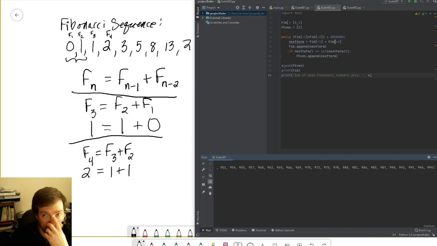So what I did was I said, okay, the Fibonacci sequence is 0, 1 to start with, and F even is just going to be all of the even values of the Fibonacci sequence, which we start with 0, which isn't going to affect the sum, so it doesn't matter if I start with it or not.